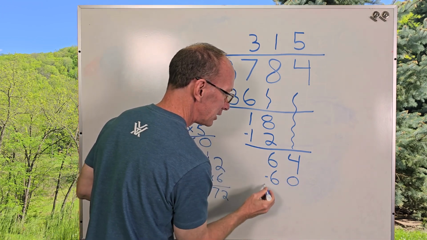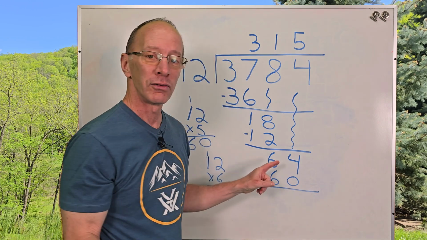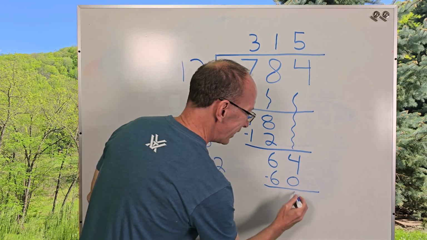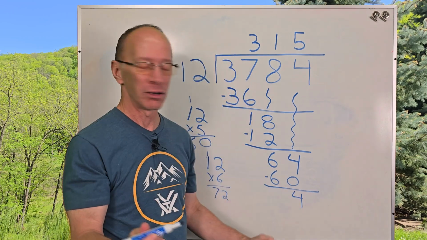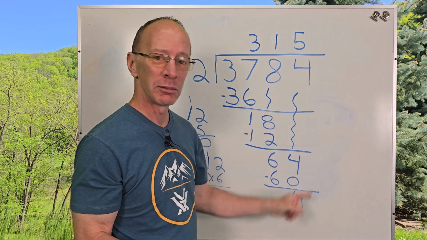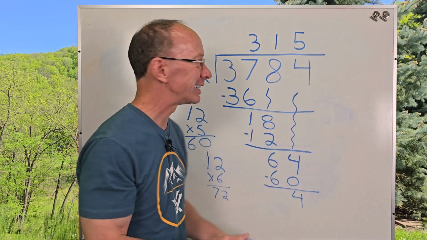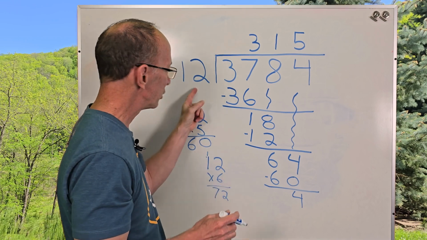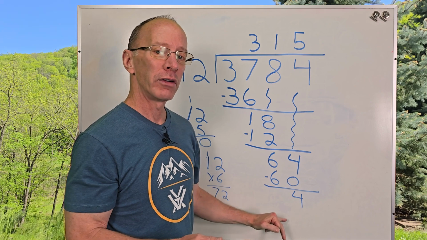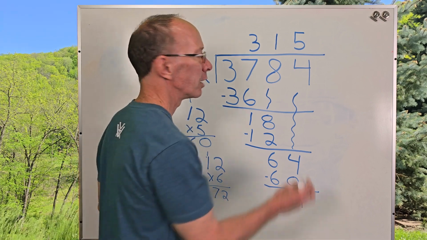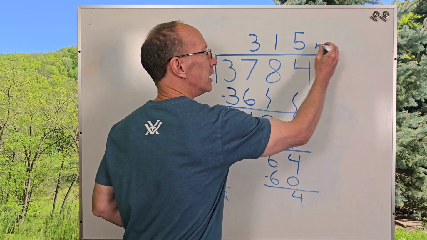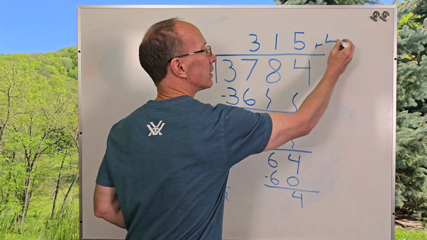And now I subtract. 4 minus 0 is 4. And then 6 minus 6 is 0. Do I have any other numbers to drop down? No, there is not. Can I put 12 into 4? Can't do it. That is called a remainder. That's what's left over. So I write that as a little r, and then I put 4 right there.